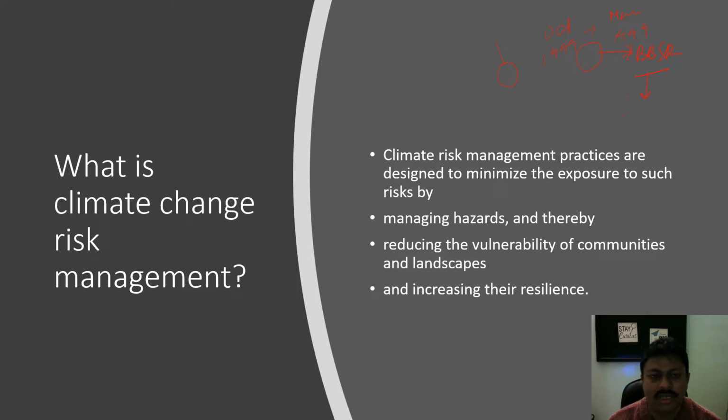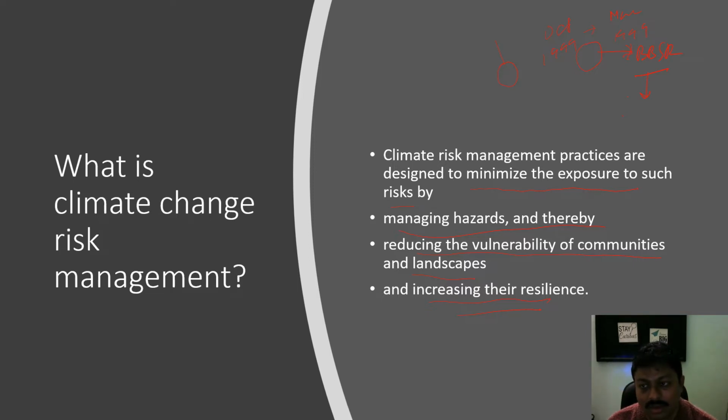Right? So basically, climate risk management practices are designed to minimize the exposure to the risk, to manage the hazard efficiently, and to reduce the vulnerability of communities and landscape such that the damage is minimum. And also the most important thing is increasing their resilience, to make the citizens fight back from the catastrophe they have faced during the supercyclonic events.